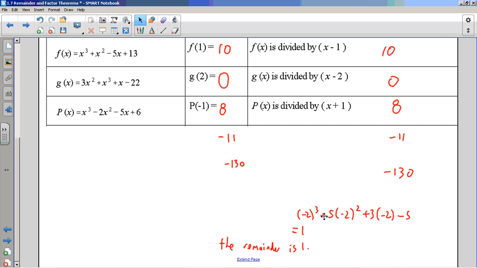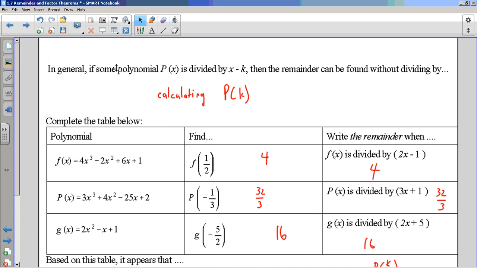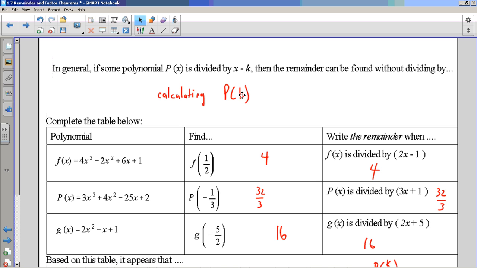The idea is that if we want to find out the remainder, we can just substitute into the polynomial, and that's what the remainder theorem says. In general, if some polynomial p(x) is divided by x minus k, essentially what we do is substitute in what makes the divisor 0, right? And x equals k would make the divisor 0. And so this expression, p evaluated at k, would give me the remainder. And that was true even for fractional ones. We think about what makes this 0. Well, a half. And if I substitute in a half, I get what the remainder is.